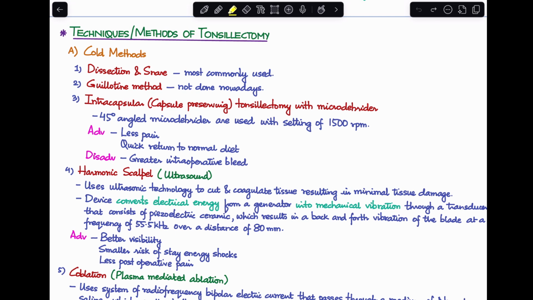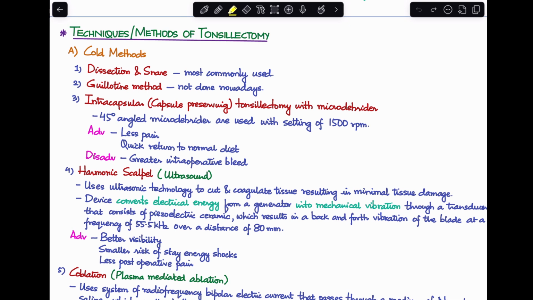Okay, let's get started. Now, how can we classify the different techniques of tonsillectomy? We can divide them into cold methods and hot methods. Hot methods are where we are using temperature as a mode of dissection. So, let's discuss what these methods are and the different examples under each one of them.